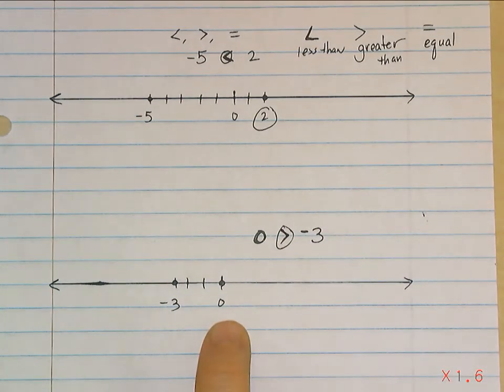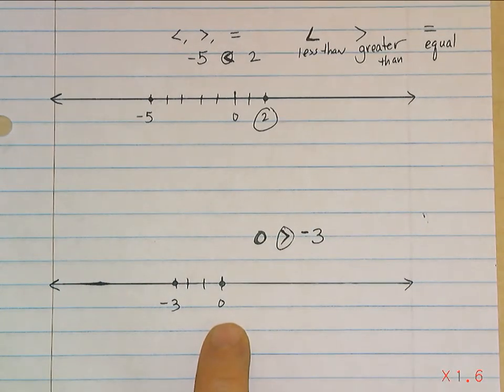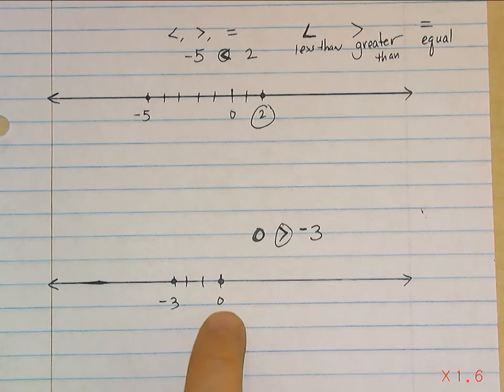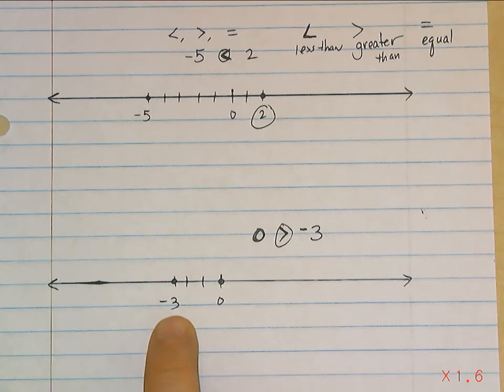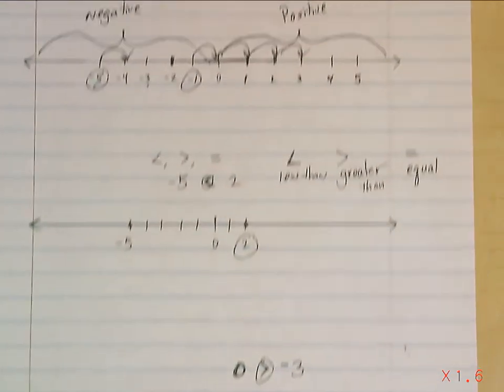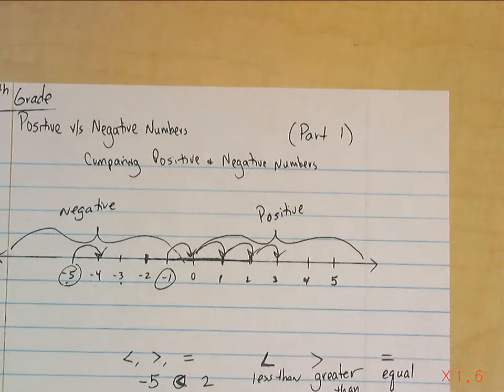Sometimes it's better, well, not sometimes, it's always better not to have money than to owe somebody $3, okay? I'd rather not have any money in my pocket than owe somebody $3. So that's basically just the concept of comparing positive and negative numbers.